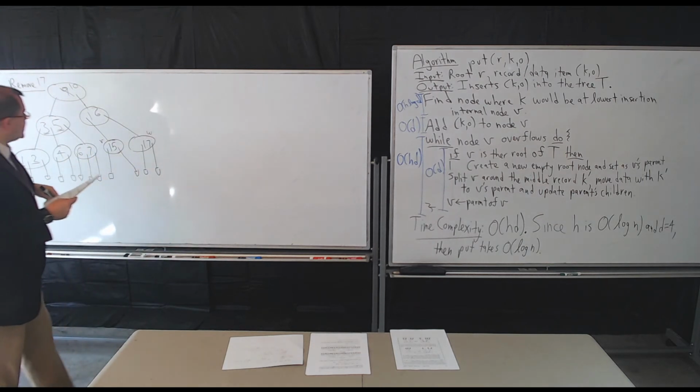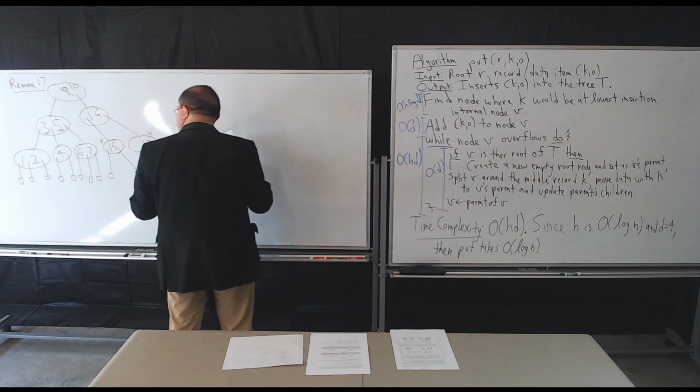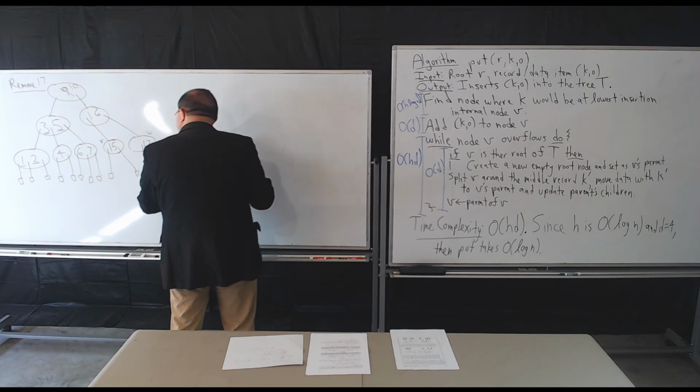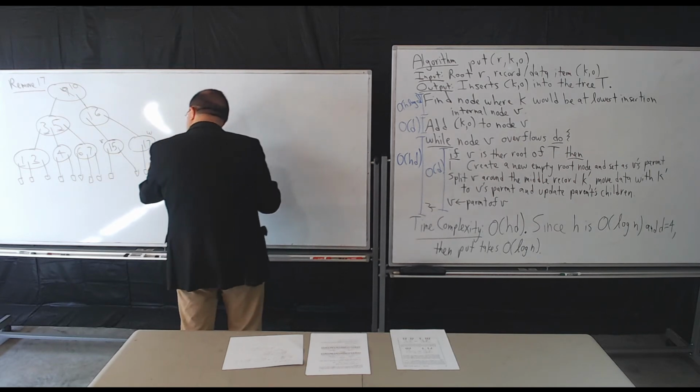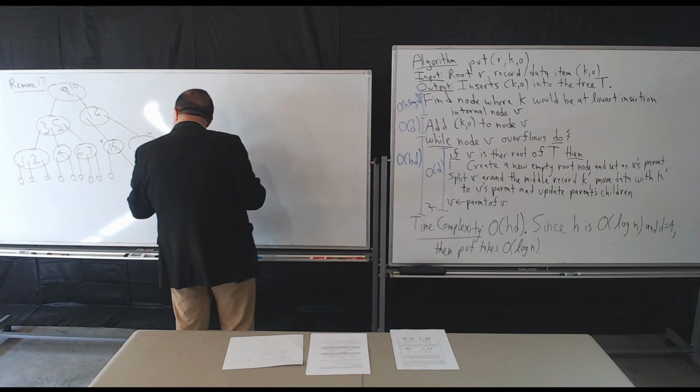Okay, let's try removing 17. So now I have 17 here. I find it, it's right here. So notice its child is a leaf. That means that we can safely just delete this record along with this associated leaf. So I can just go like this. I don't have to remove or replace anything with the successor.